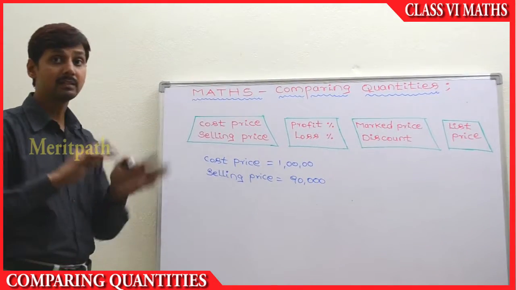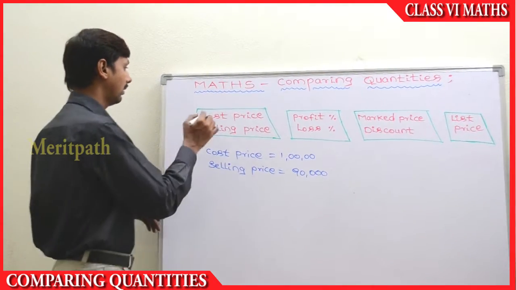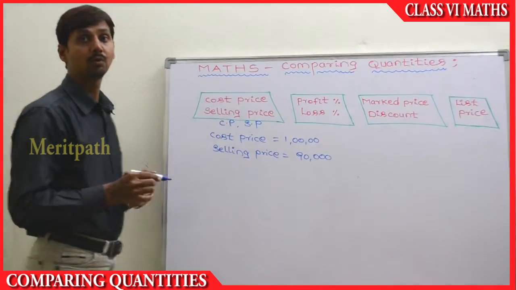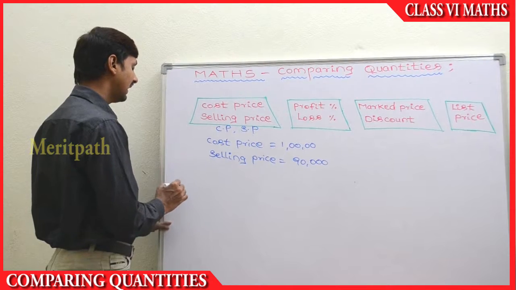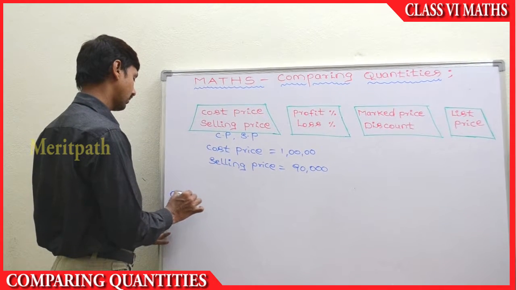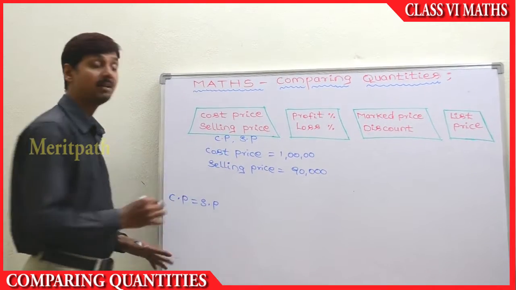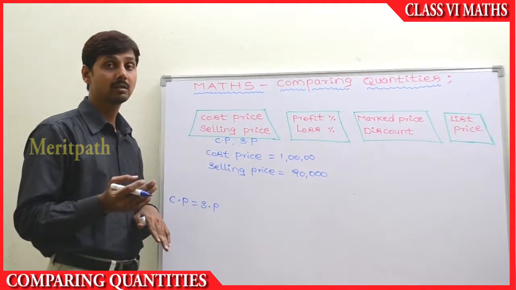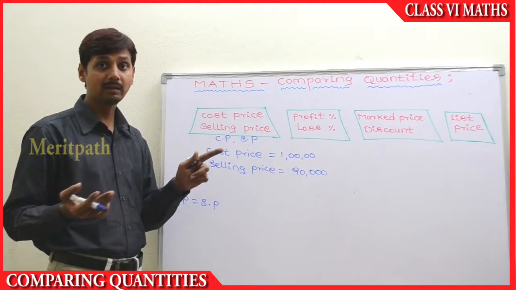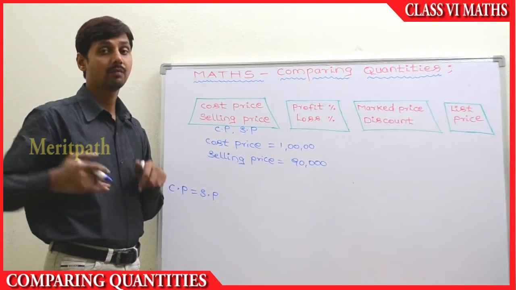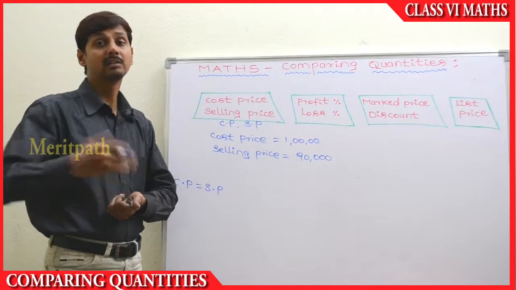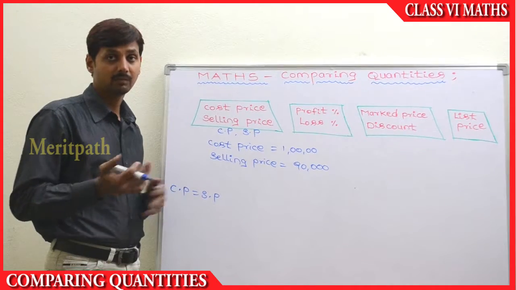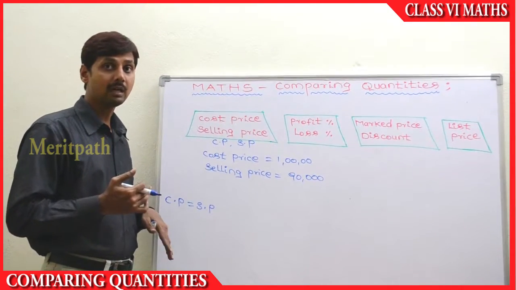If the cost price and selling price are equal, we write in short form cost price as CP and selling price as SP. So cost price is equal to selling price, and we don't get any loss or profit, because we are selling for the same cost. We purchased for 1 lakh and we sold it for 1 lakh. There is no profit and no loss. In that case, CP is equal to SP.